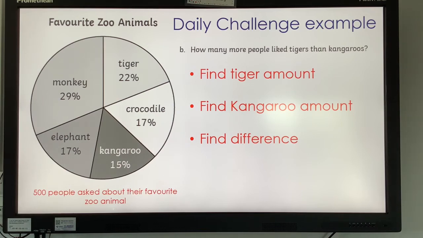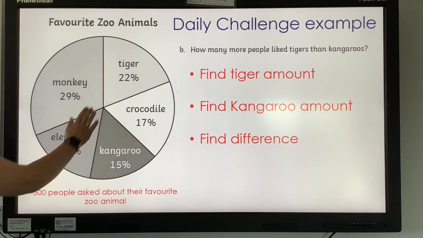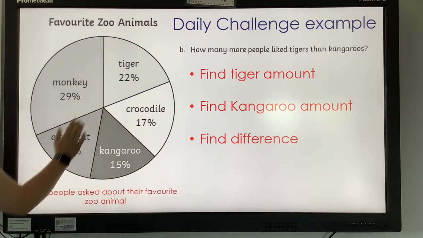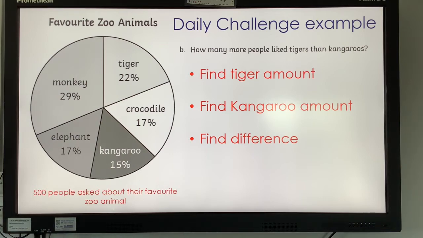Then, how many more people liked tigers than kangaroos? Now your way of doing this would be to find the tiger amount, to find the kangaroo amount, and then find the difference. So again, you can do that. You can find your 22% by finding 10% and 1%, 10%, 1%, 5%, whatever is most useful for you, and then find the difference. Have a go.